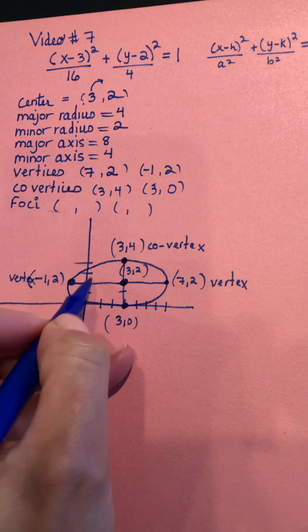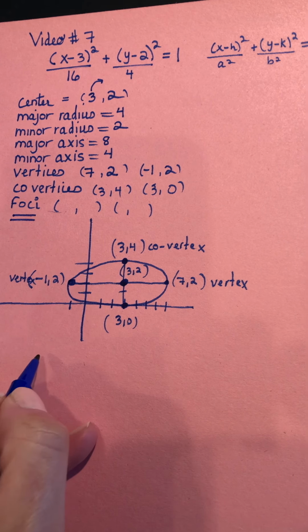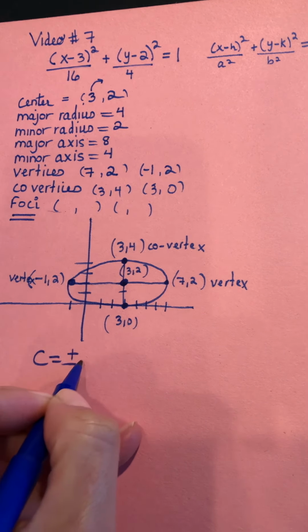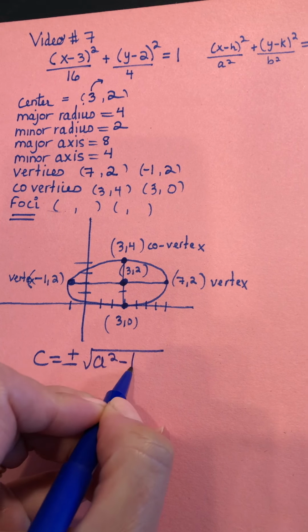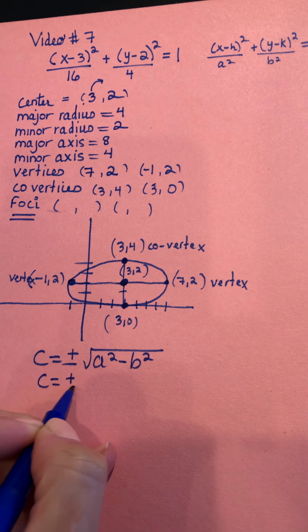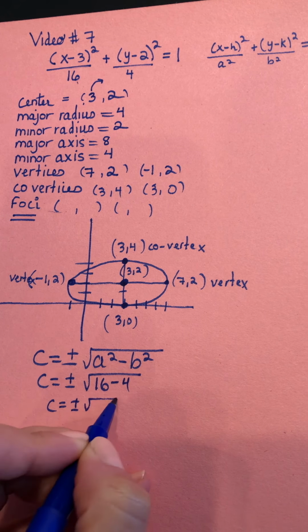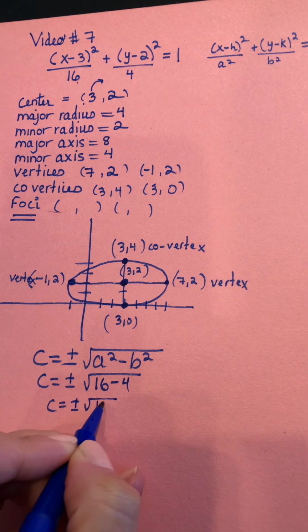And now I'm going to find my foci. Remember, the foci are on the major axis, and it's the letter c. c is equal to plus or minus the square root of a squared minus b squared. So c is equal to plus or minus the square root of 16 minus 4. This is going to be plus or minus the square root of 12, but we must simplify our radicals. As always, we're not going to use a calculator. c is equal to plus or minus 2 root 3. Okay, and that distance is going to be helpful.